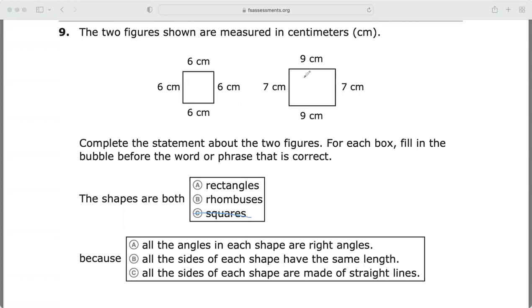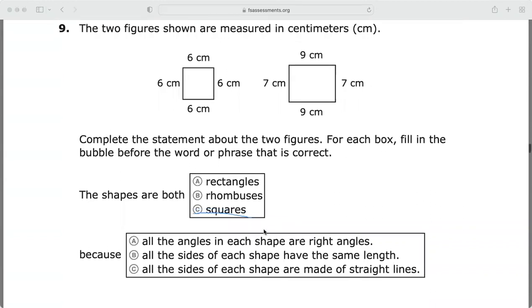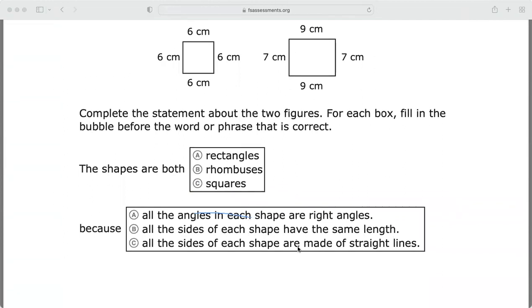Are they both rectangles? Possibly. Are they both rhombuses? What do you think? And if you don't know, let's look at the second part of this. We know for sure that it's not a square because all the angles in each shape are right angles. That is true. All the sides have the same length. That would be if they were both squares, and they are not both squares, so it's not that one.